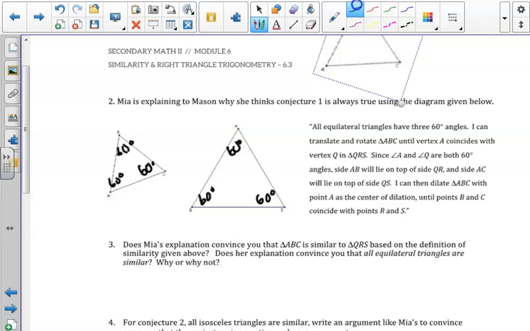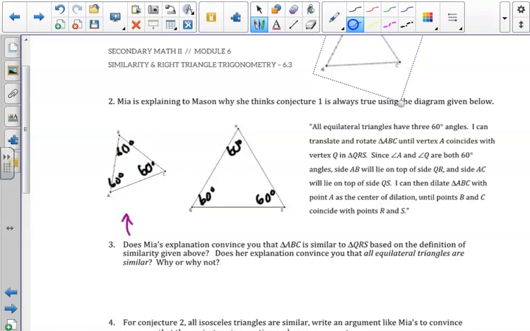By our definition of similarity from previous lessons, we know that two figures are similar if the second can be attained from the first by a sequence of rotations, reflections, translations, and dilations. So what we're going to try and do is get this triangle on the left to coincide or overlap somehow by one of our transformations to the triangle on the right.